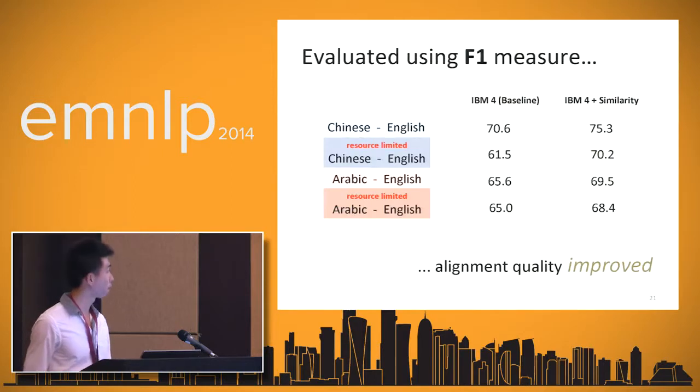So first of all, let's look at the alignment results. This table shows that the alignment quality, as measured by F-score, is increased. We can observe that the system achieved a 5 to 10 point improvement over IBM Model 4 as a baseline. In the Chinese-English resource-limited setting, we achieved the largest improvement, and we will take a closer look at this setting.